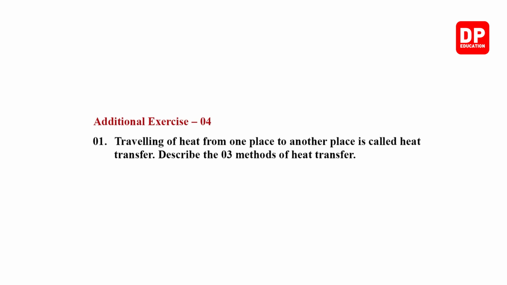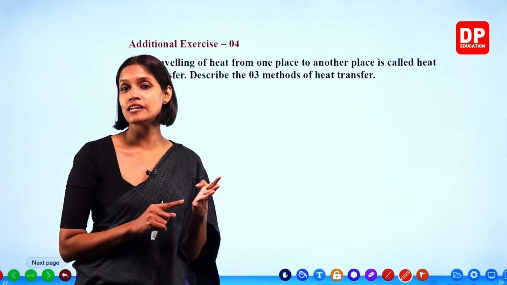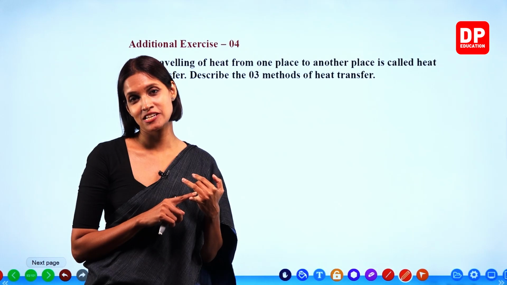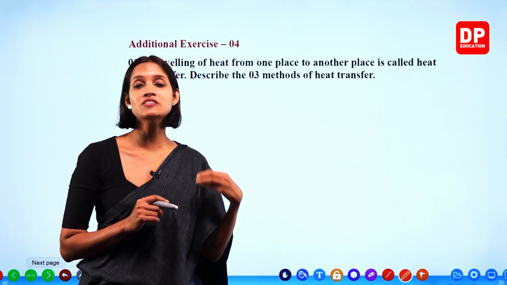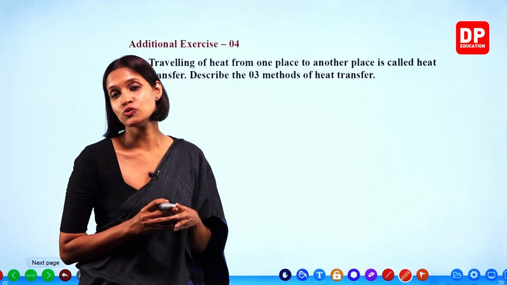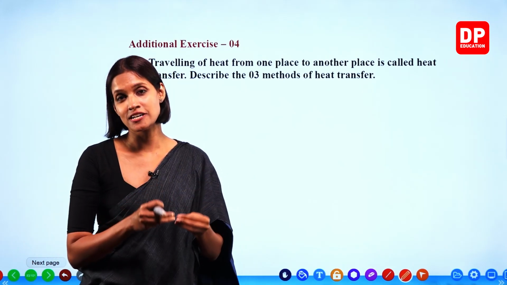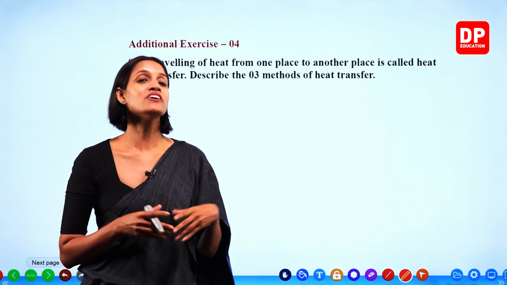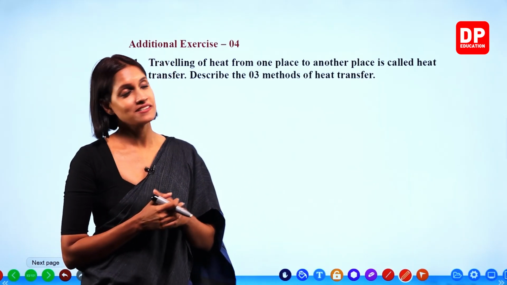Exercise number 4. Traveling of heat from one place to another place is called heat transfer. Describe the 3 methods of heat transfer. What are the 3 methods of transferring heat, children? Conduction, convection, and radiation. So conduction is the method of transferring heat through solids. There the particles will not move. Right? Convection is the method of transferring heat through gases and liquids. There the heat is transferred by moving the particles. Radiation is the method of transferring heat without any particles participating. Right, children? We will write.